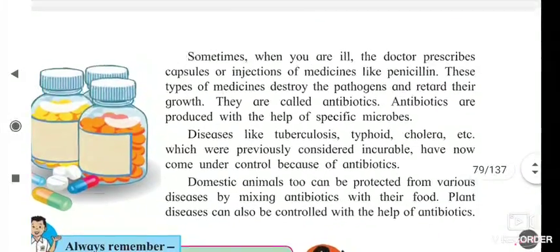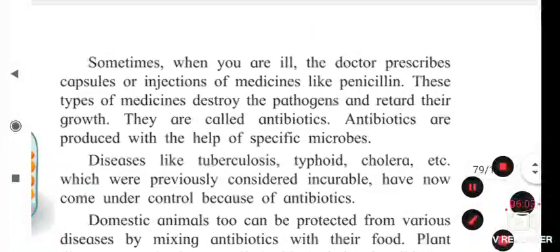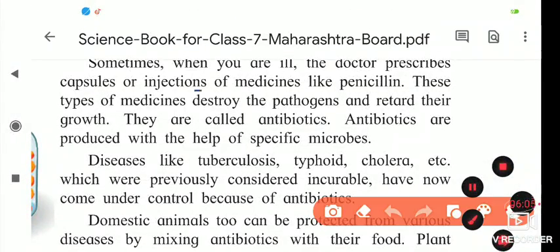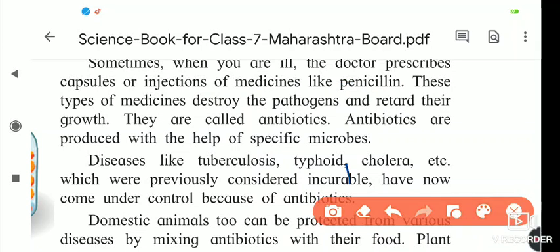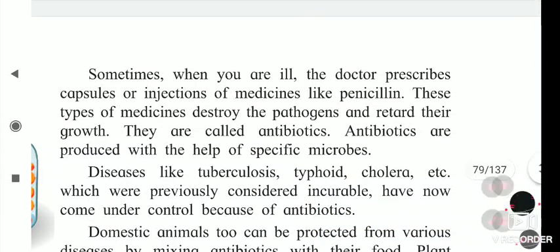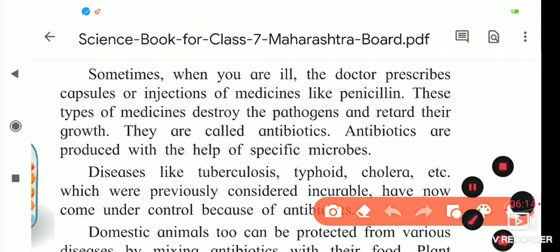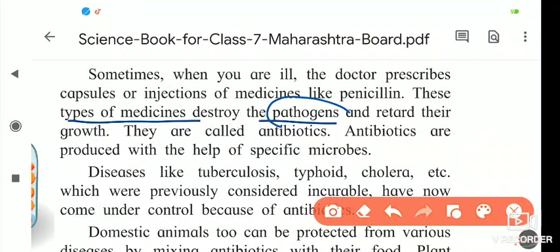Now the next point: sometimes when we are ill, the doctor prescribes capsules or injections of medicines like penicillin. These types of medicines destroy the disease-producing pathogen bacteria and retard their growth, meaning their growth stops in our body. They are called antibiotics. The doctor is giving medicine which kills the pathogens from our body. Antibiotics are produced with the help of specific microbes.